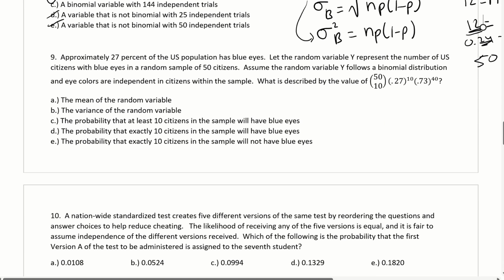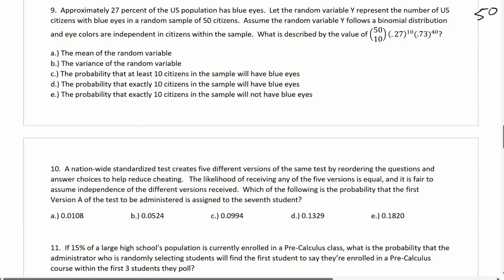Okay, all right, so number 9, approximately 27% of the US population has blue eyes. Okay, so 27%, so probably 0.27 for that. Let the random variable y represent the number of US citizens with blue eyes in a random sample of 50 citizens. Okay, so n equals 50, and they say y is blue eyes. Okay, so assume the random variable y follows a binomial distribution.